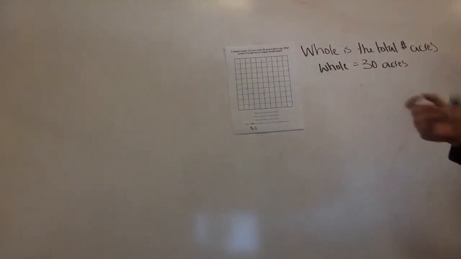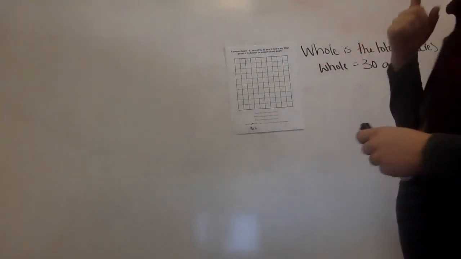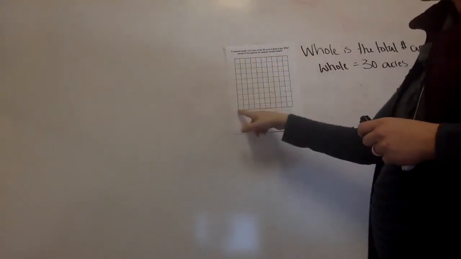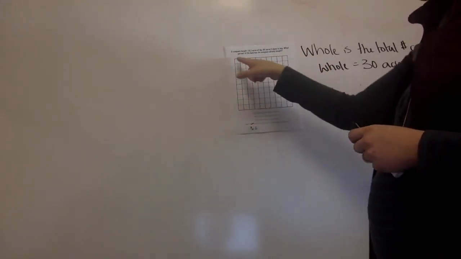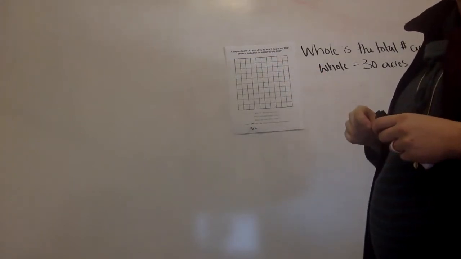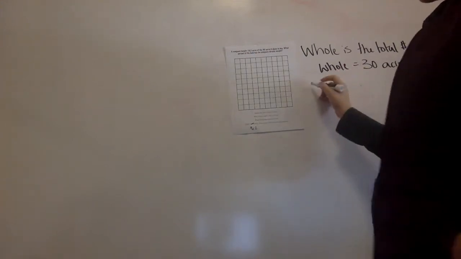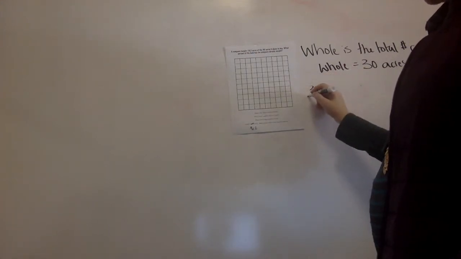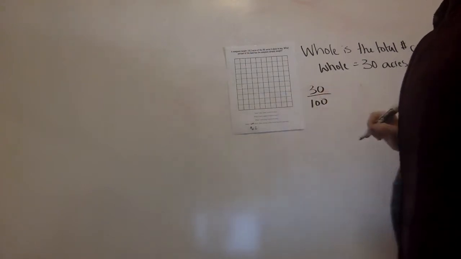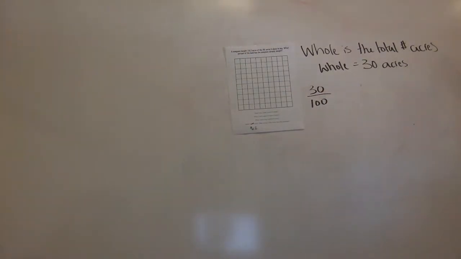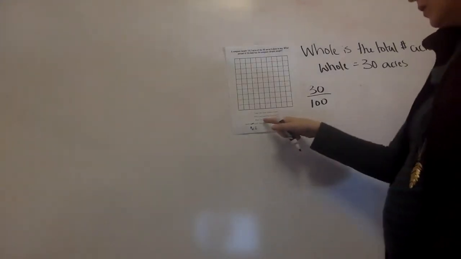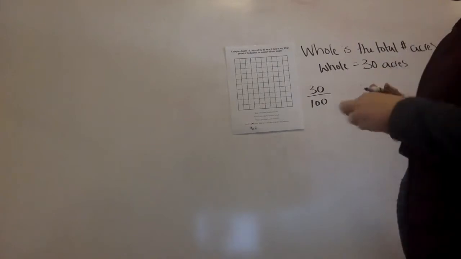All right, so now I want us to think, what is each square in terms of acres? Well, let's see if we can figure this out. Our whole is 30 acres. I have 100 little squares inside of there. So if I take that 30 acres, that's my whole, and I divide it by 100 squares, that's going to give me the value of each little square, okay? Now that's a little bit confusing, I think. So let's actually do what is each long in terms of acres first, okay?